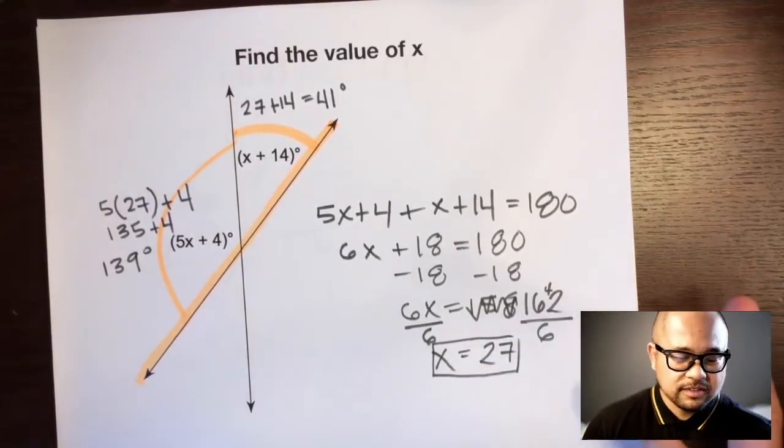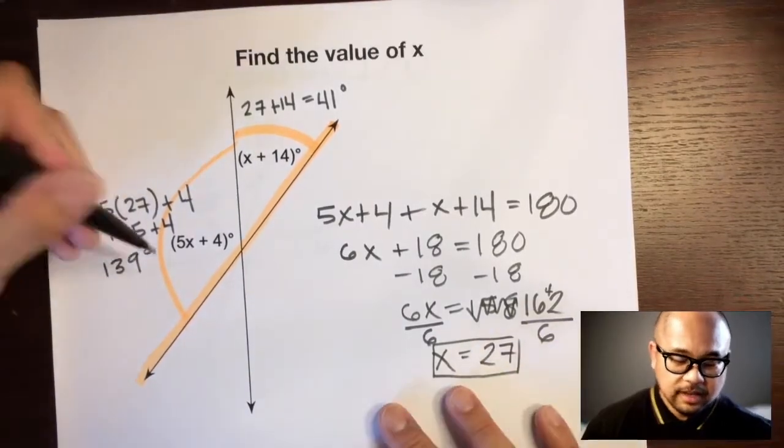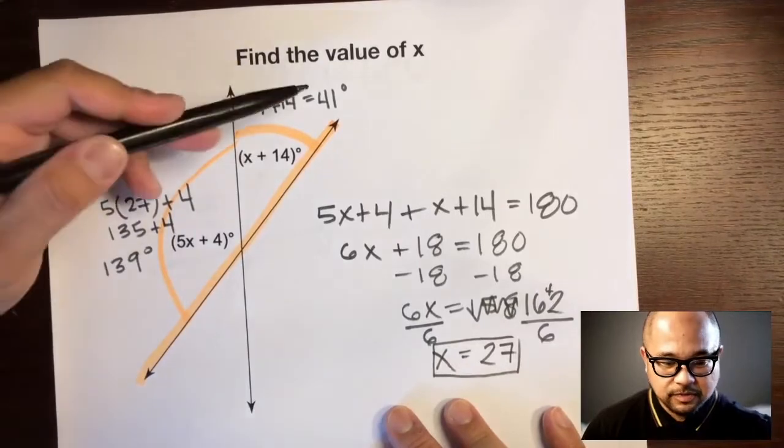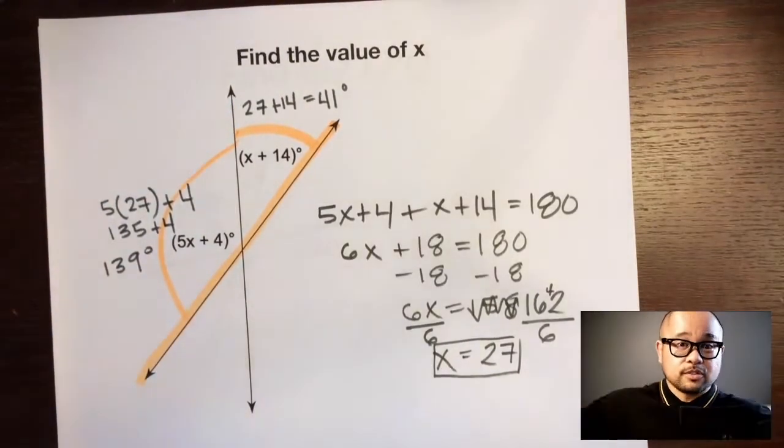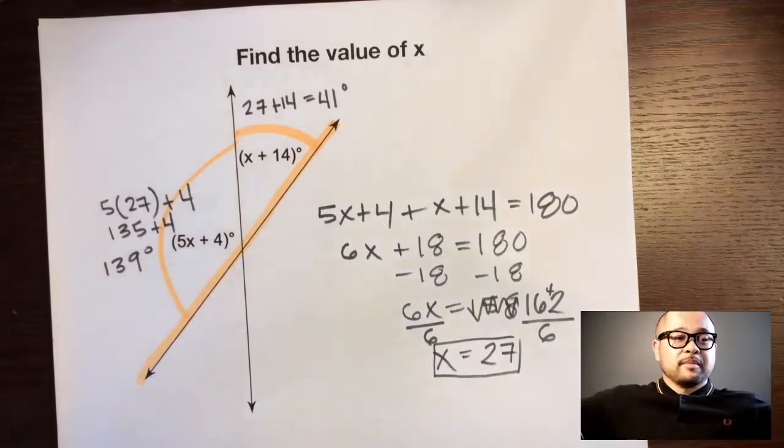So what's so significant about those two numbers? Well, if you added 139 plus 41, you get 180 degrees. So that's how we know those two angles are supplementary.